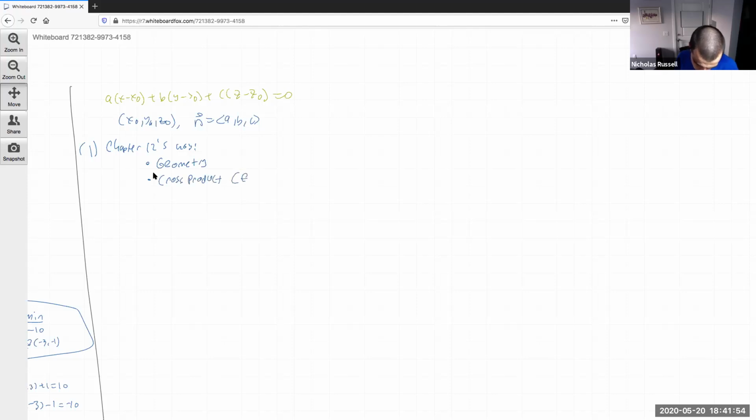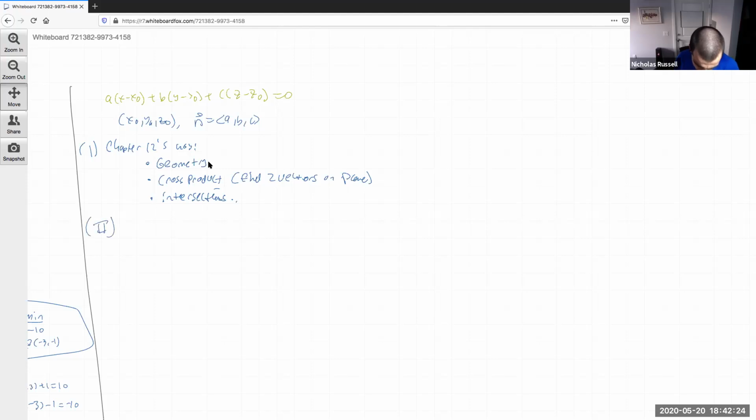Find two vectors on the plane, right? That would be one way I could do that. Maybe think about intersections, stuff like that. That was a chapter 12 way of finding my normal vector n. Geometry, for instance, would be something like the plane that's perpendicular to this line. Then you would just take that line's direction vector and work backwards, something like that.